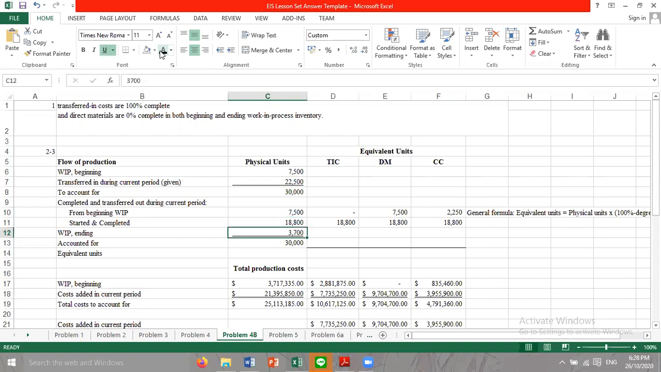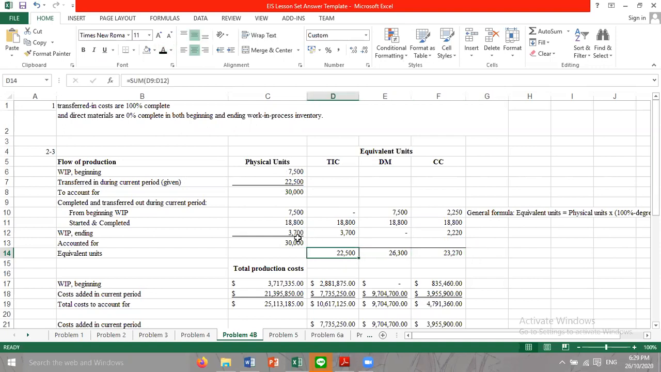How about work in process ending? Work in process ending is practically the same as weighted average as well. We just need to calculate how much work has been done in the current period for the ending inventory. In this case, once again, transferred in cost is always 100%, so 3,700. And then for direct materials, it has not been added, so it's zero. While for conversion cost, it's 60% once again, so 2,220. Then we sum it up, we'll get 22,500, 26,300, 23,270.